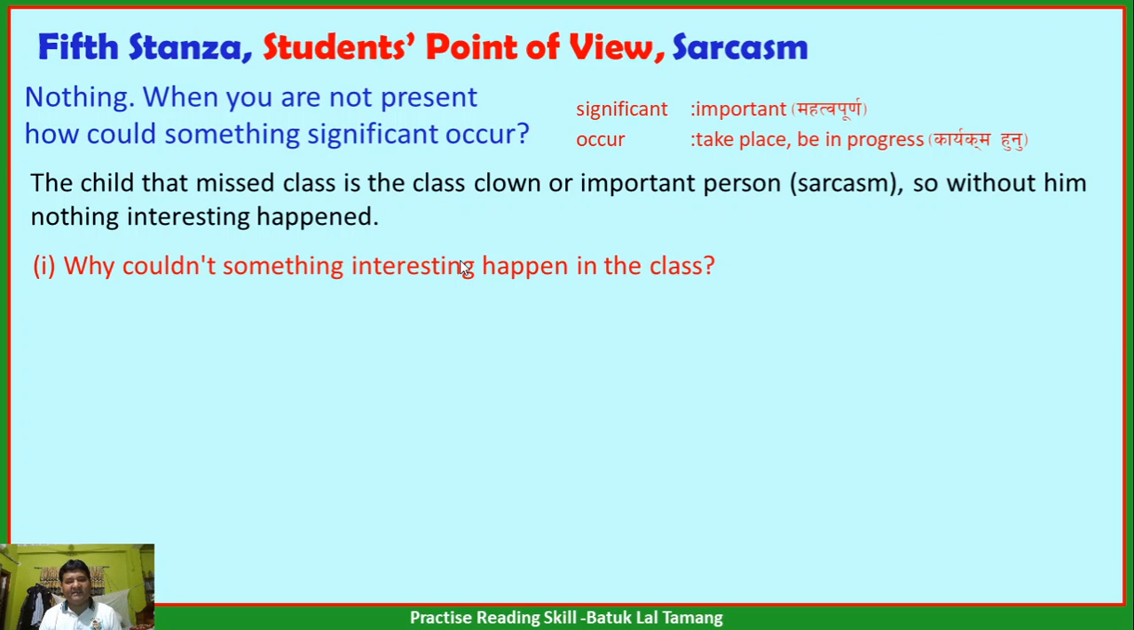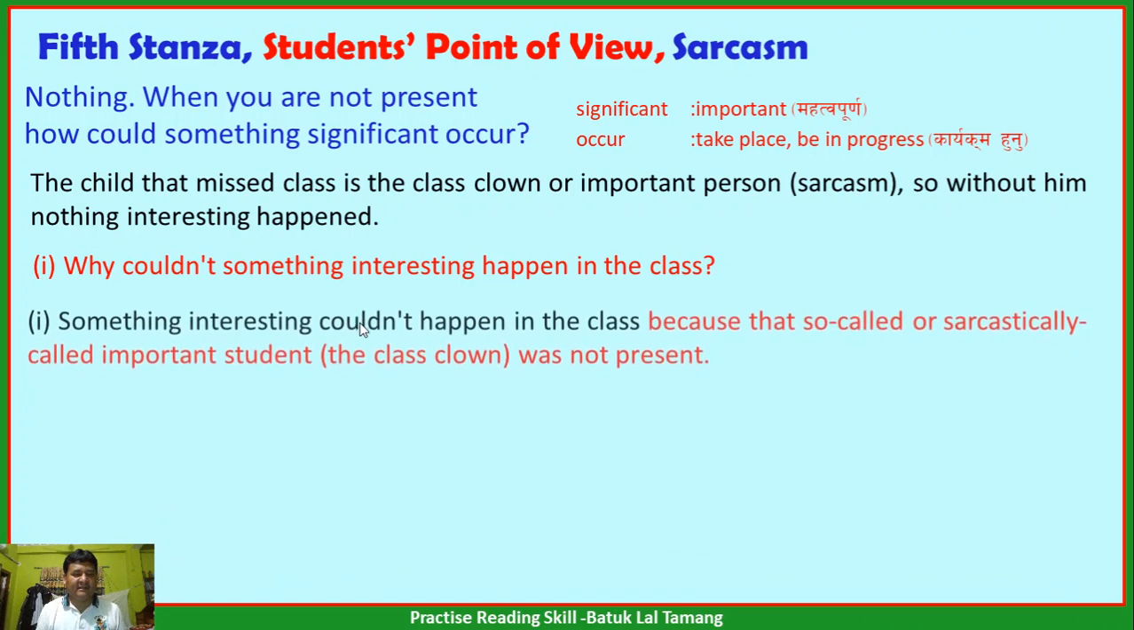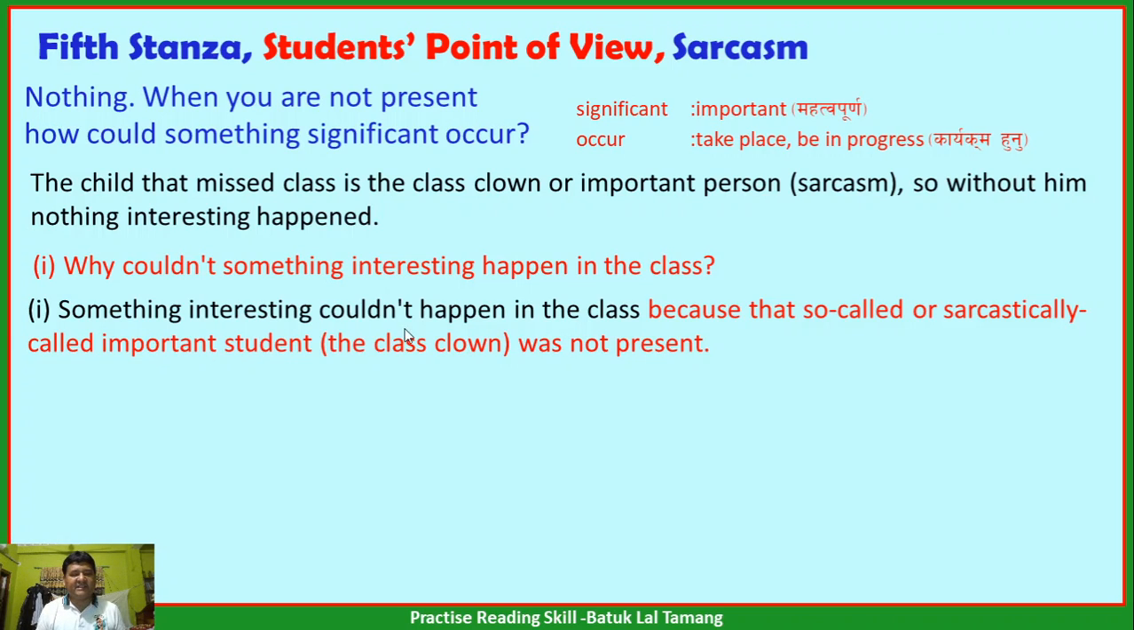Why couldn't something interesting happen in the class? Because he was not present. Something interesting couldn't happen in the class because that so-called important student, or sarcastically called important student, the class clown, was not present.